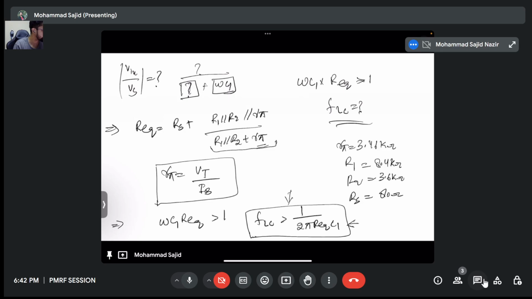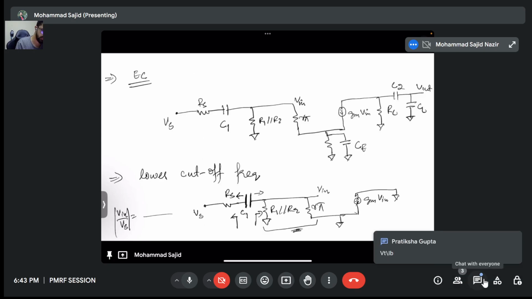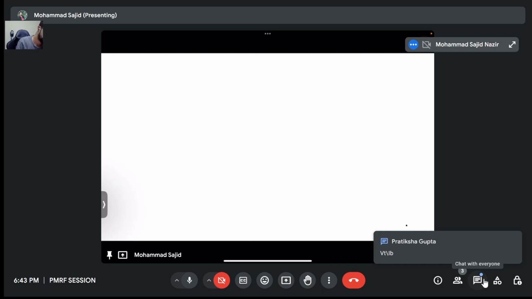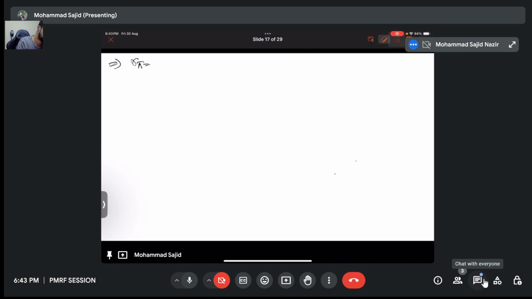Now when we have this term, we know all the values of R1, R2, Rs. We just need to find R pi. How do we find R pi? R pi is VT by IB, right? So we need to find IB.